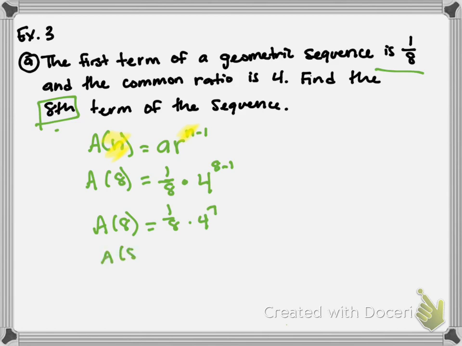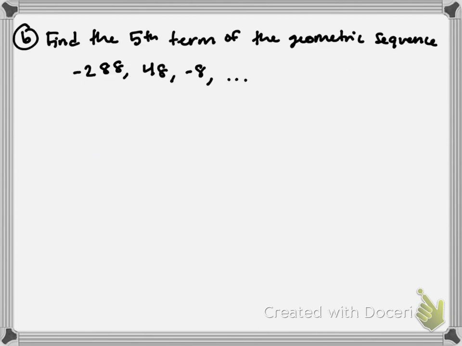The value of the 8th term is 1/8 times 16,384, which is 2,048. Alright, let's try another one.